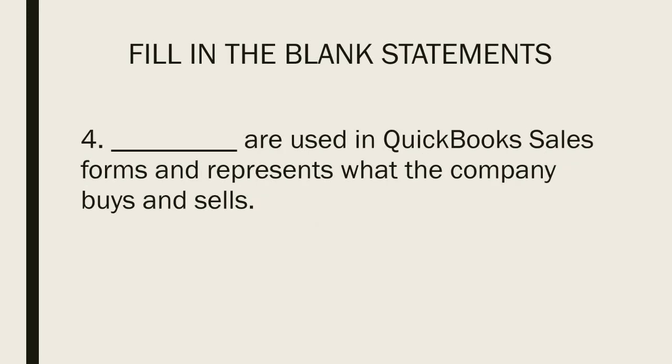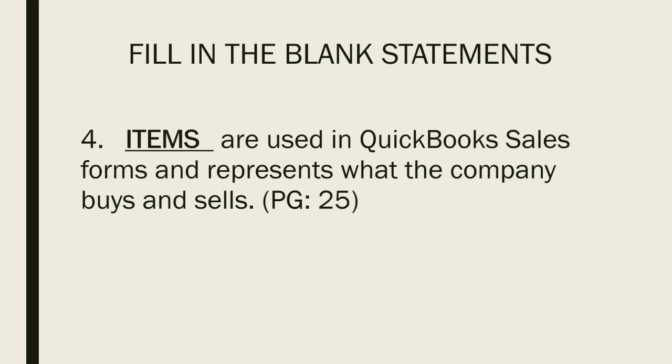Number 4, blank are used in QuickBooks sales forms, and they also represent what the company buys and sells. So we mentioned this too. We call these items. Items is in regards to anything that is in regards to the sales process. So it could be the list of items that you purchase, the items that you sell. And we'll talk more in depth about items in chapter 8.